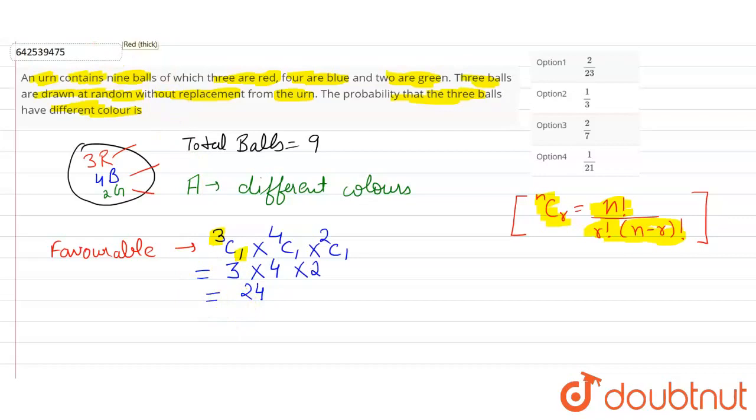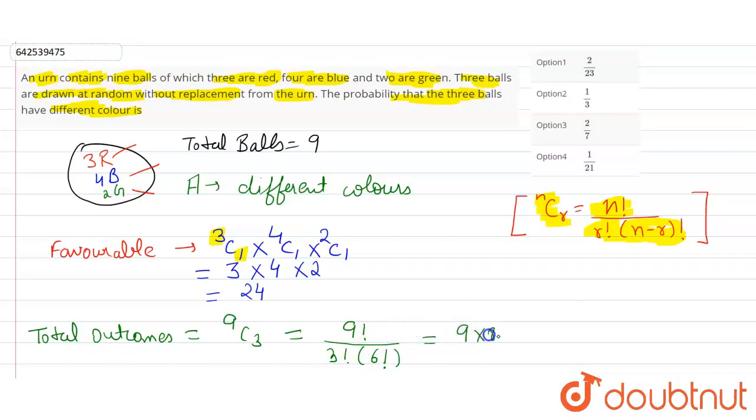Now total outcomes are, now we have to choose 3 balls from a total of 9 balls, that is equal to 9C3, that is equal to 9 factorial upon 3 factorial, and 9 minus 3 is 6 factorial, that is equal to 9 into 8 into 7 into 6 factorial upon, now 3 factorial is 3 into 2 into 1 into 6 factorial.